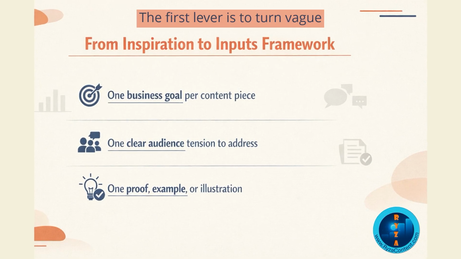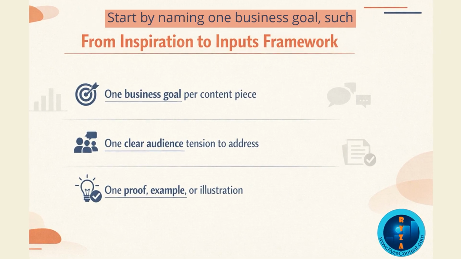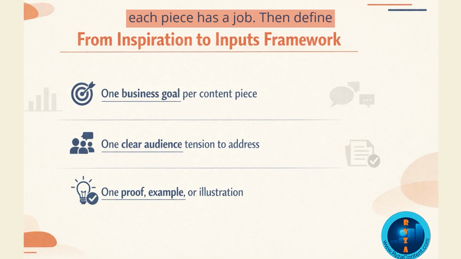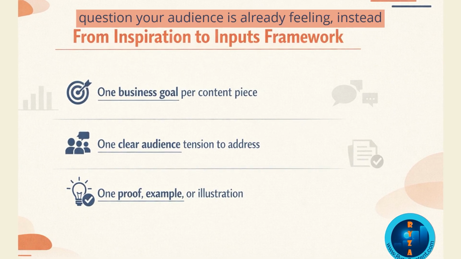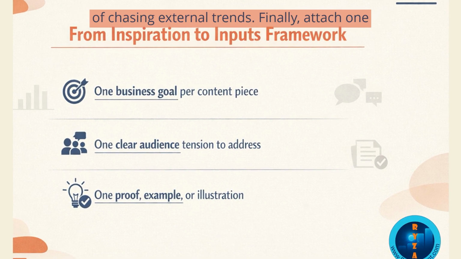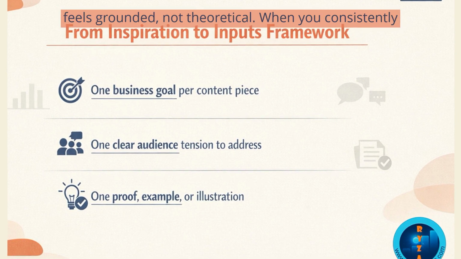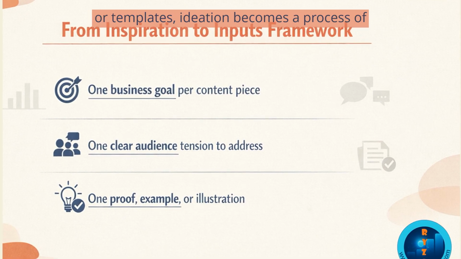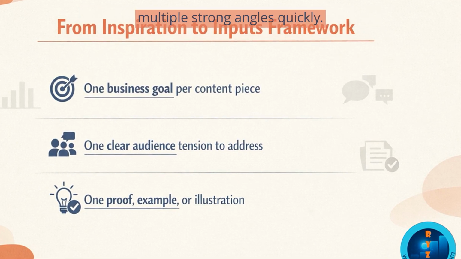The first lever is to turn vague inspiration into specific inputs for every post. Start by naming one business goal, such as visibility, authority, or lead nurture, so each piece has a job. Then define one audience tension, a real friction or question your audience is already feeling, instead of chasing external trends. Finally, attach one proof point or example, so your content feels grounded, not theoretical. When you consistently feed these three inputs into your tools or templates, ideation becomes a process of selection, not guesswork, and you can generate multiple strong angles quickly.